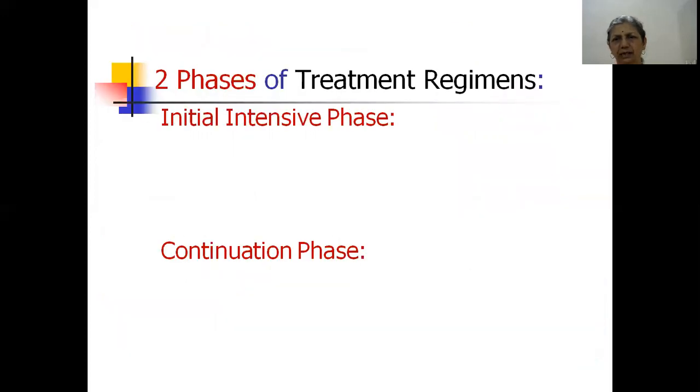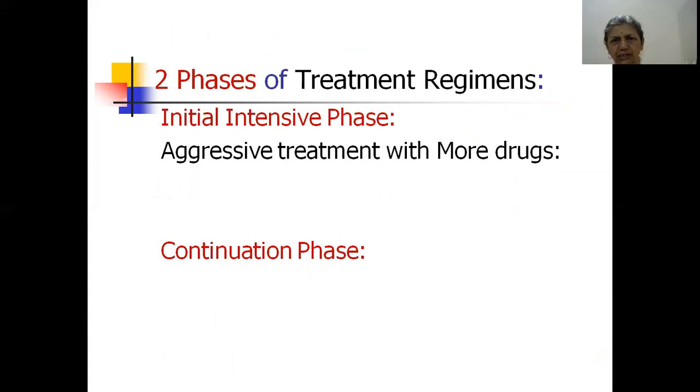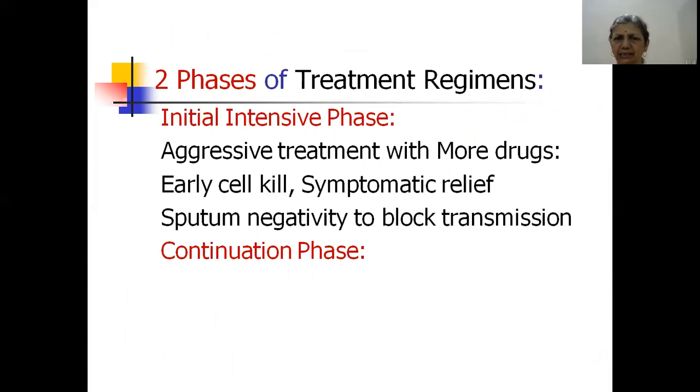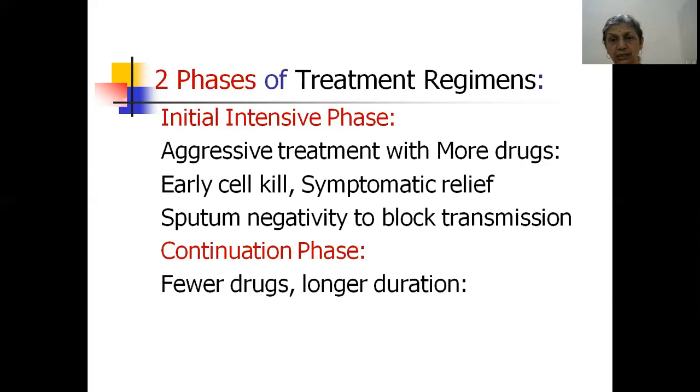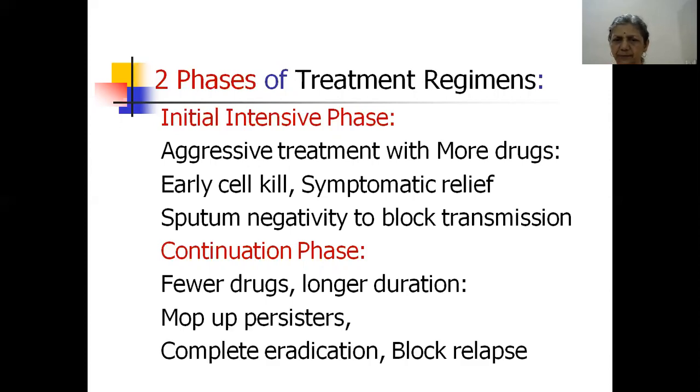All these multi-drug regimens have 2 phases. Initial intensive phase with more number of drugs for a shorter duration are utilized to get early cell kill, early symptomatic relief, early sputum negativity to block transmission. And the continuation phase with fewer number of drugs, but for longer duration, is to mop up the persisters to get complete eradication and thereby prevent relapse. So any regimen you consider for any category of patient would have initial intensive phase and a continuation phase.